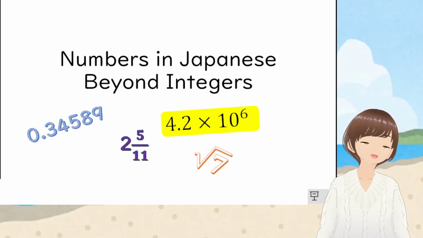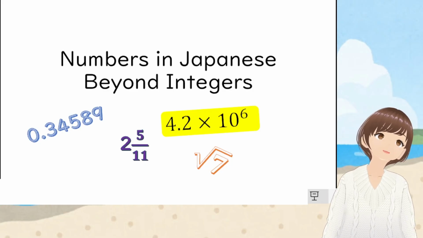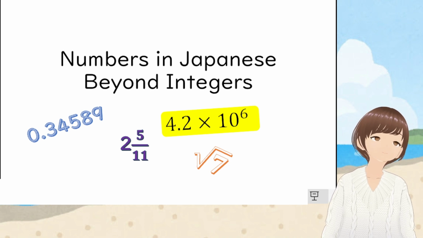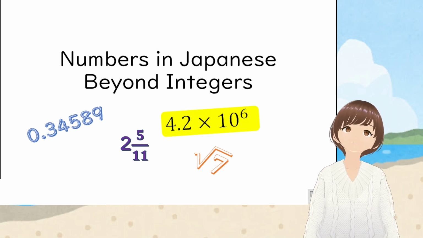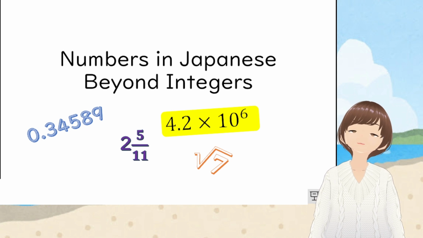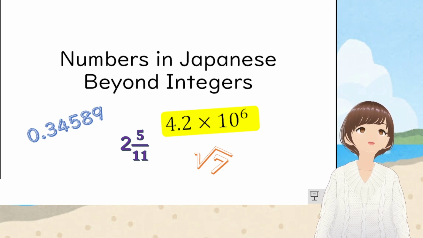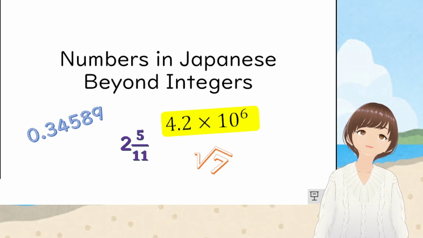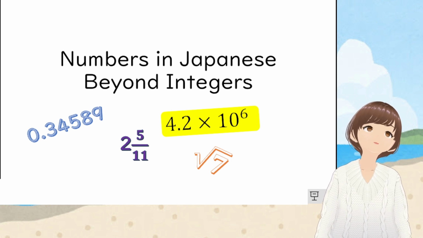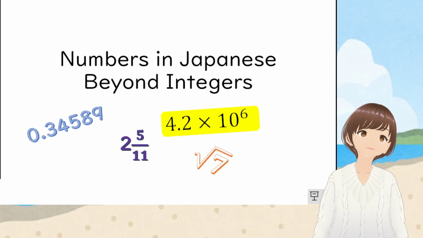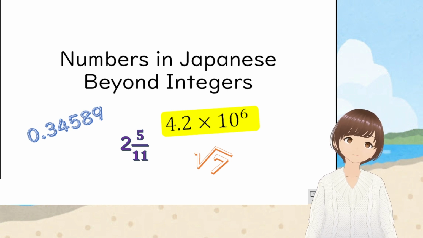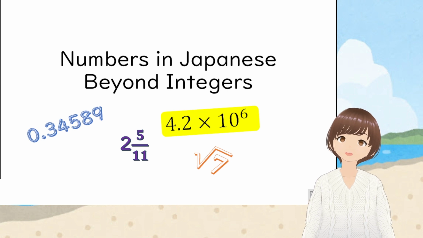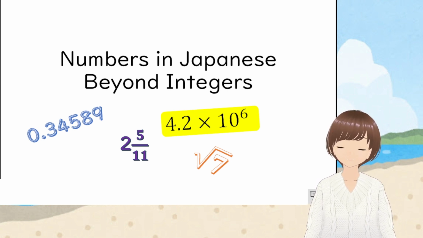In Japanese class, you probably learn numbers like 1, 2, 3, and perhaps large numbers too. But these are all integers. That may be good enough for most people for most of the time, but if you are in a business meeting talking about numbers, or if you are an engineer or scientist who needs to talk about data, you need more than just integers. This video explains numbers in Japanese beyond integers.